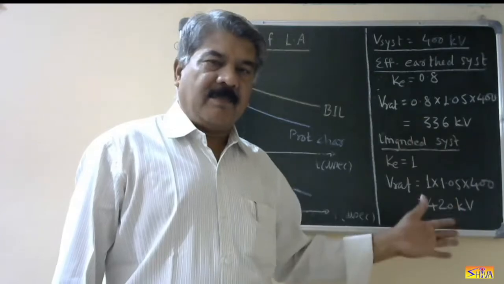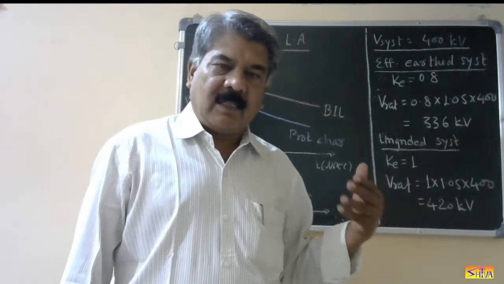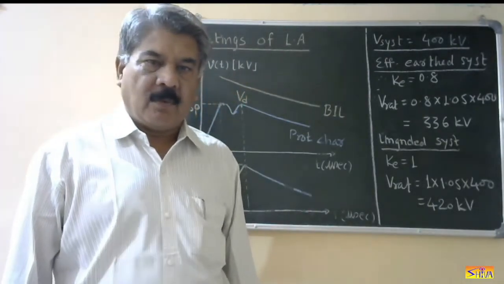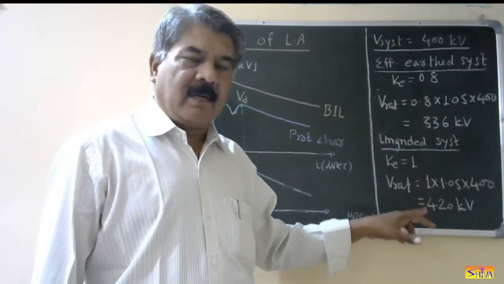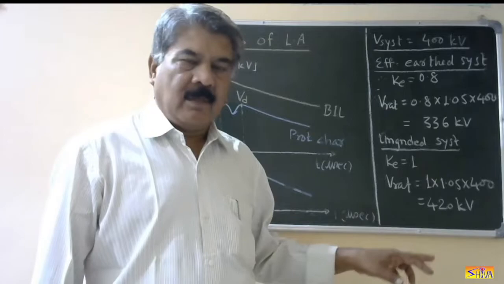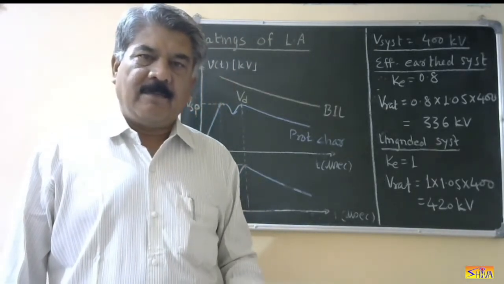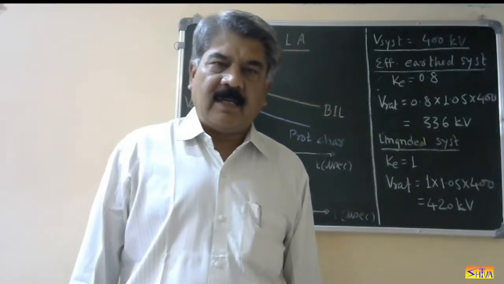So there is considerable increase in the rated voltage. So if there is increase in the rated voltage rating, obviously the cost of the lightning arrestor will be more. So this is called as 80% lightning arrestor. It is called as 100% lightning arrestor. So that is all about the first rating, that is rated voltage or nominal voltage of lightning arrestor.